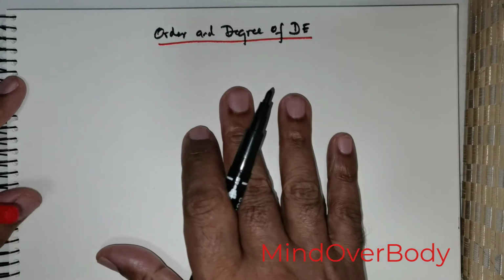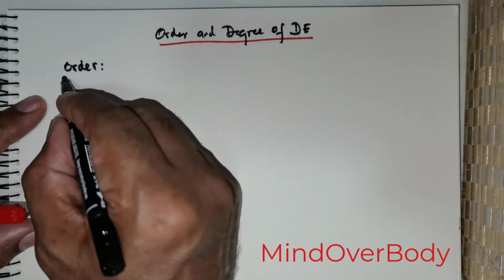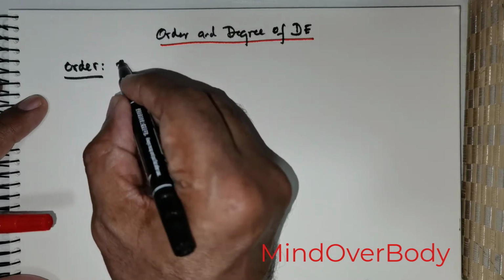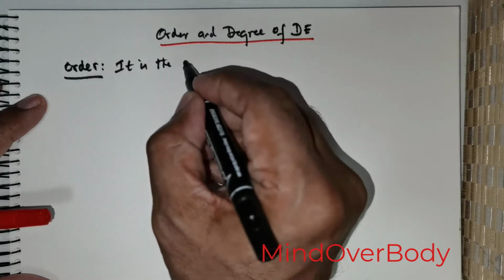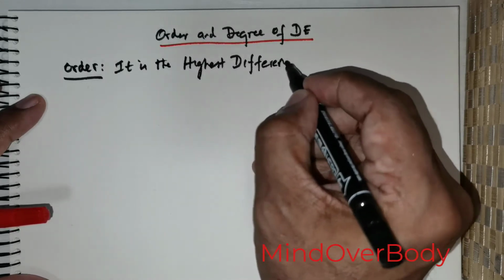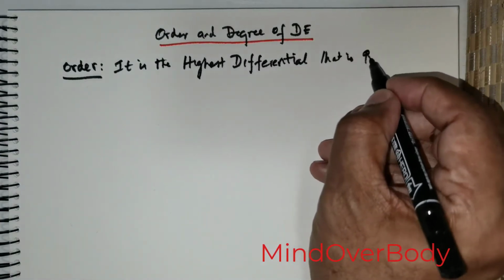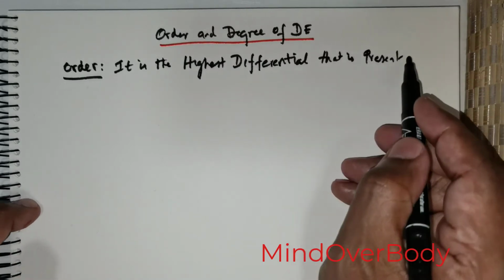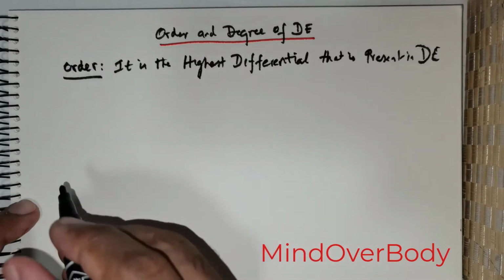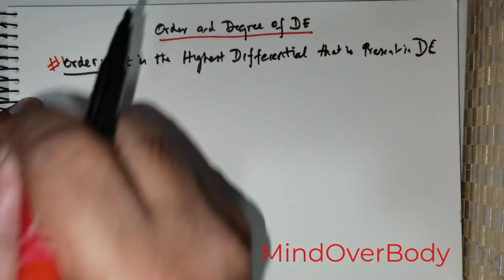Now, having mentioned this particular topic, without any further delay, let me just recap what exactly the order of a differential equation is. The order is the highest differential that is present in a differential equation, right? So this is the first important point that you will have to know with regard to order.